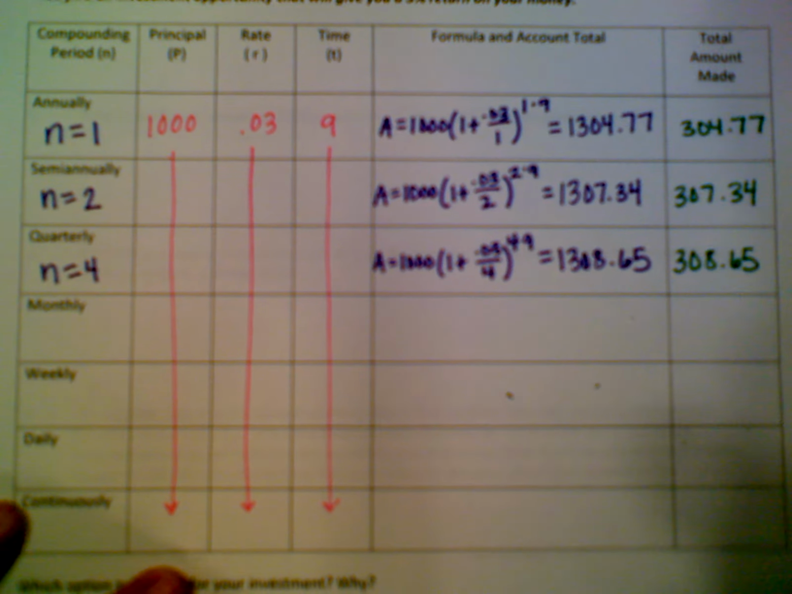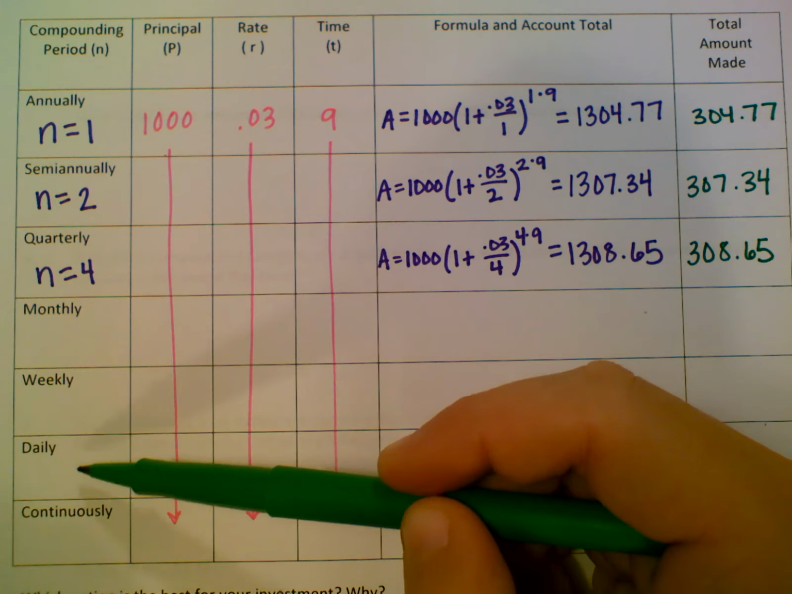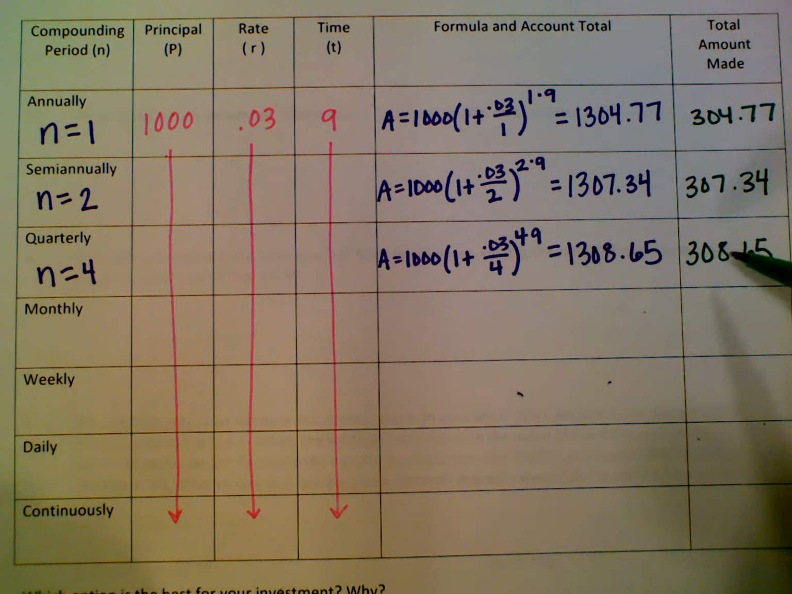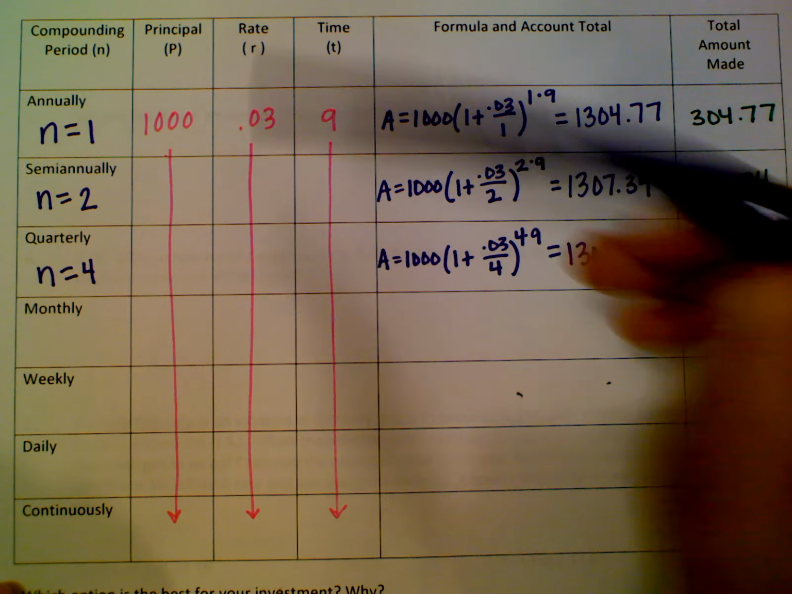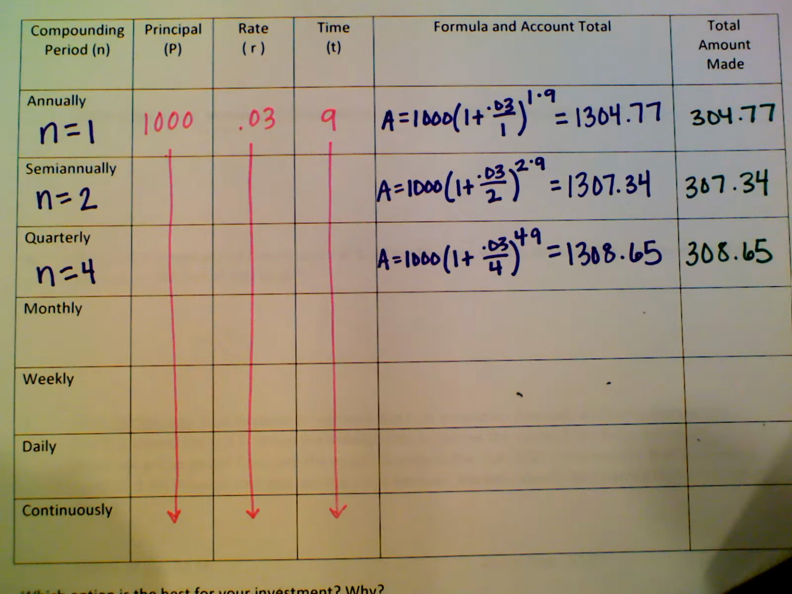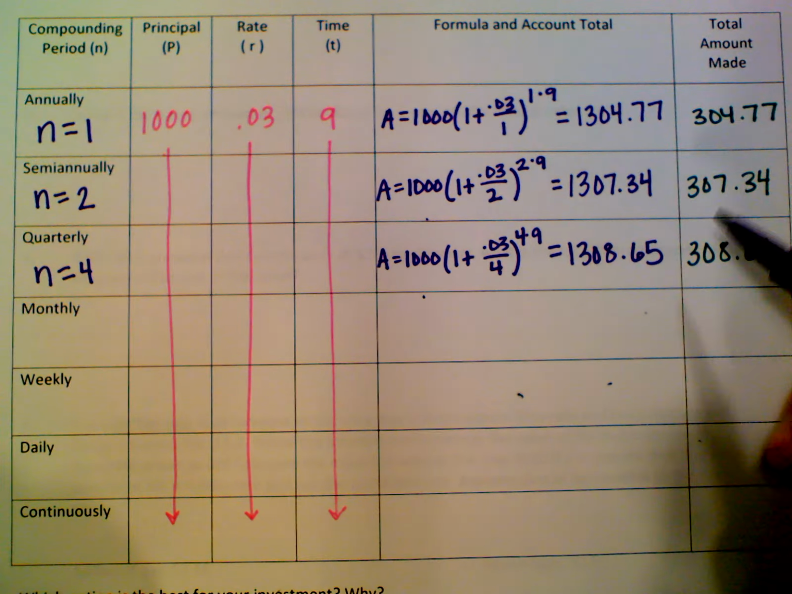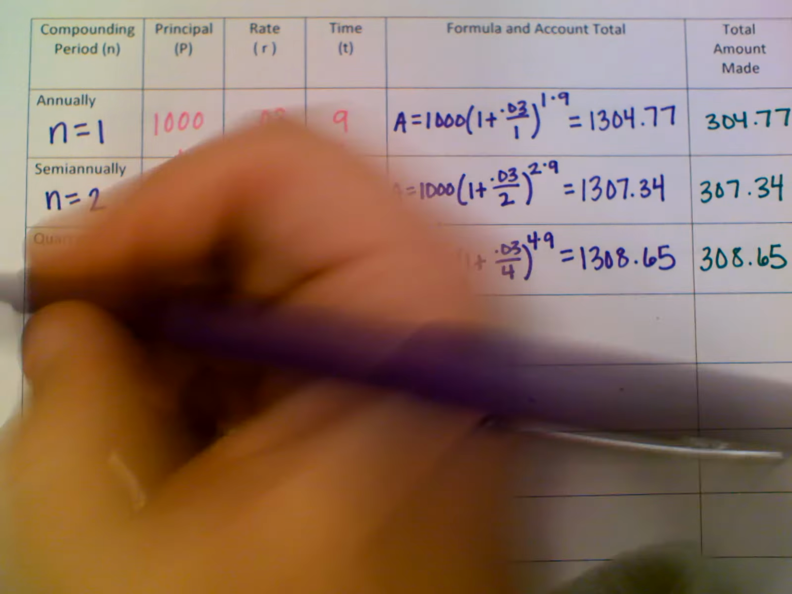And so I bet you can see the trend that's going to happen. The more often that you compound, monthly, weekly, daily, the more often that happens, the more money that you are going to make. It's not necessarily a crazy amount of money. Granted, we only put $1,000 in this account. The more money that you start with in the account, the bigger the gaps you will see. So the more money you'll see that you make on the other side.